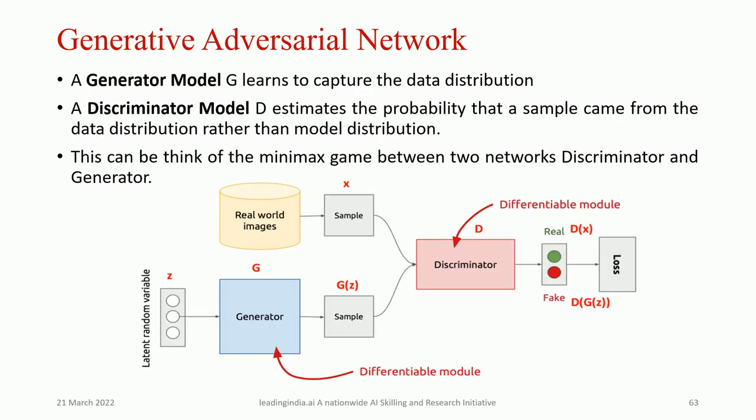So let's proceed further, and this is the thing that is currently generating a lot of applications nowadays, that is the generative adversarial network. There are two things in this network. One is the generator model, and another one is the discriminator model, right? Let's first see the generator model. It actually learns to capture the data distribution we provide as an input, and the discriminator model estimates the probability that a sample came from the data distribution rather than the model distribution, right?